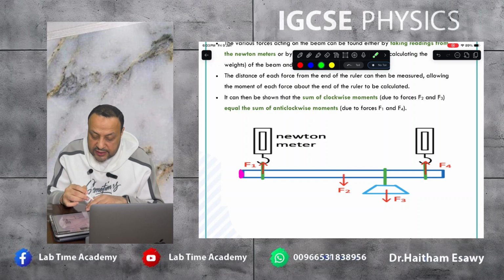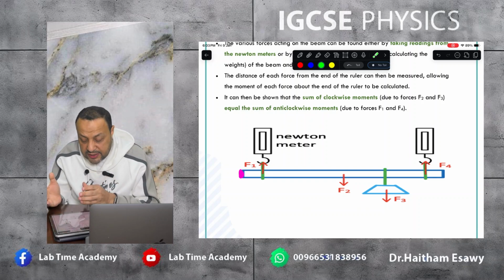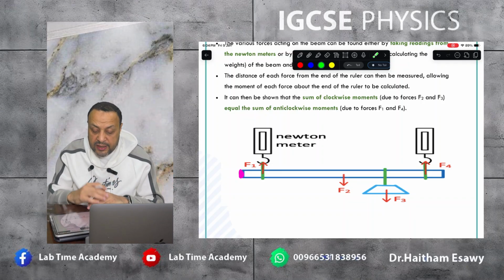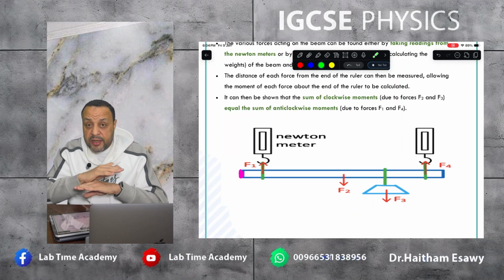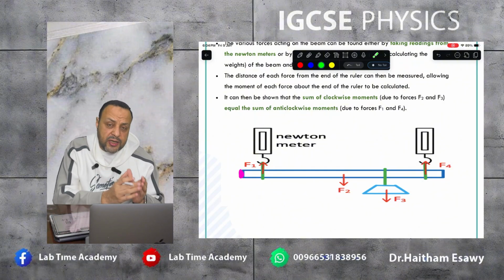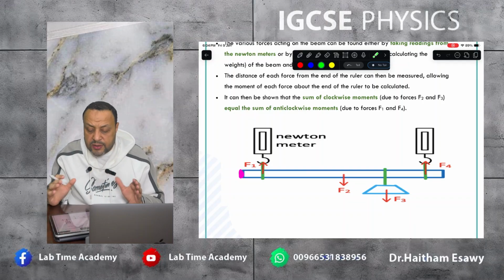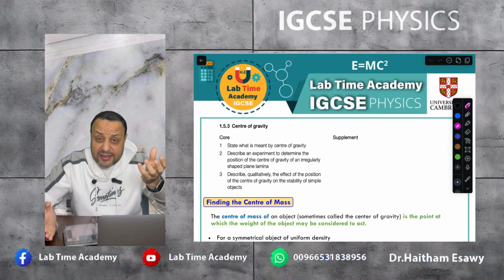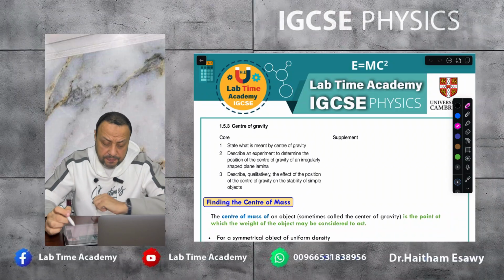So this means that the sum of the clockwise moments equals the sum of the anti-clockwise moments. Just get the result of each one of them, the number, and you will obtain this result. The sum of the clockwise moments equals the sum of the anti-clockwise moments. Center of gravity or center of mass, the same thing.